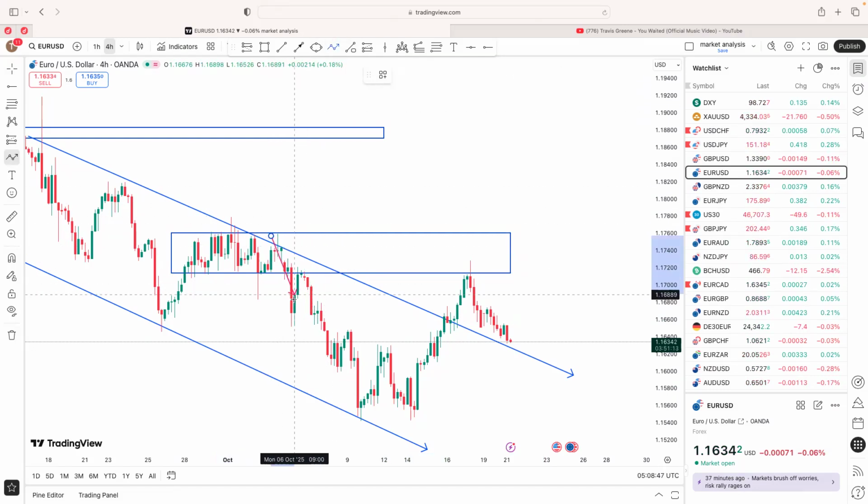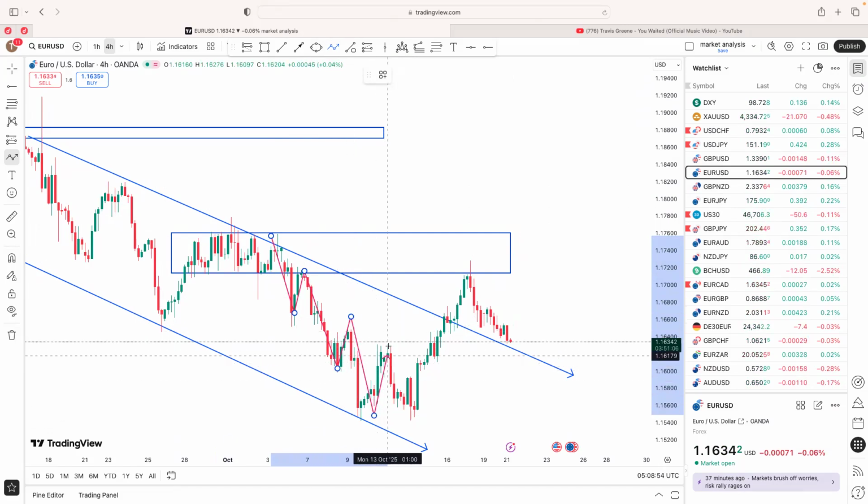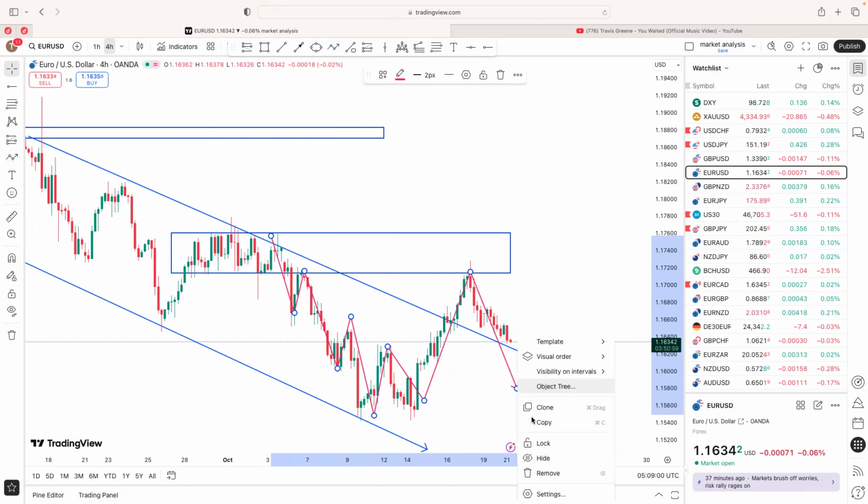They broke out and came back to retrace, and then they created this lower low, lower high, lower low, lower high, lower low. And then they continue to go. Look at this. As they were coming back, they came back into that accumulation phase again. Then they started going to the downside.